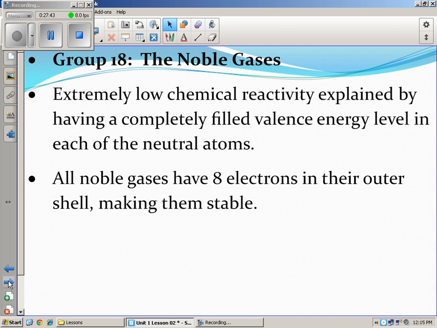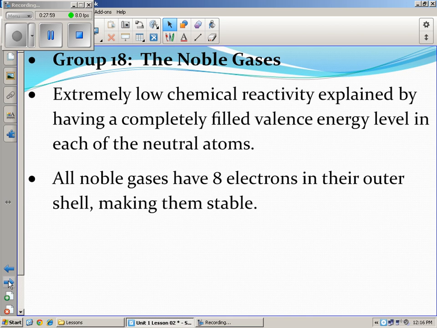Group 18. They're kind of boring. They're the noble gases. They don't react. They're really, really low chemical reactivity. They have a full outside shell. So why do they want to react with something? They don't. Why would you? We're happy, right? We got a full outside shell.